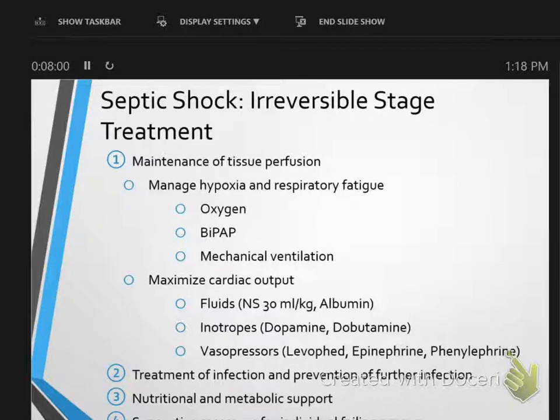So we will give them fluids and albumin, and if it's not responding to that, then we will go with inotropes and vasopressors. We will help the heart pump whatever fluid it has, and we will give them vasopressors, Levophed, epi, norepinephrine, anything to help constrict and stop that leaking and stop that vasodilation. Then we will continue to treat the infection. We will support their nutrition.